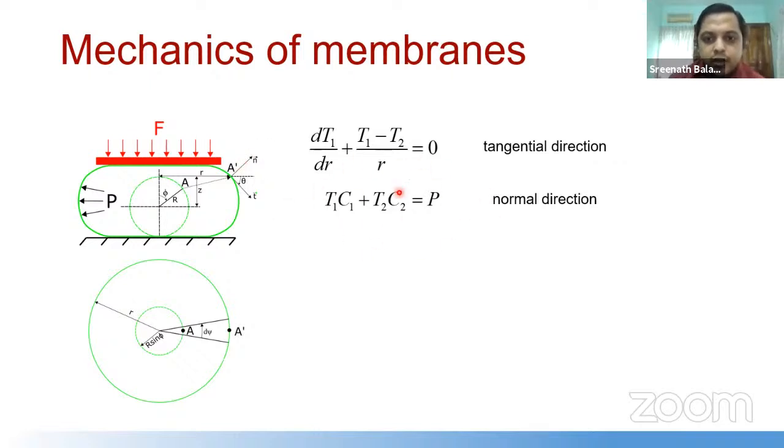The equation in the normal direction is pretty famous. This is the same soap bubble equation where you get P equal to 2 sigma by R. That is a special case when the tensions in both directions are the same. It's T1, T2, two orthogonal tensions. If T1 equals T2 equals sigma, and the radius of curvature is also the same in both directions, which is like a sphere, the soap bubble sphere, then you get P equal to 2 sigma by R.